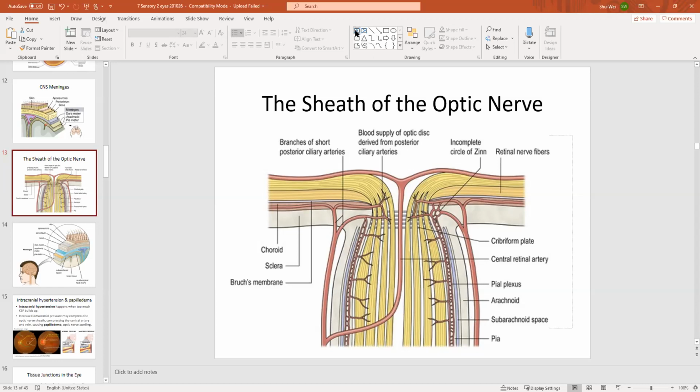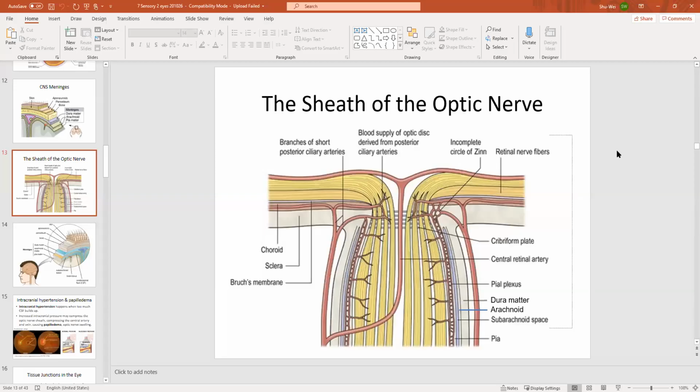This should be the dura mater, right? Give me a second. All right, so this is the dura mater. The dura mater extends into the optic nerve. This is the arachnoid, and underneath the arachnoid is the subarachnoid space.